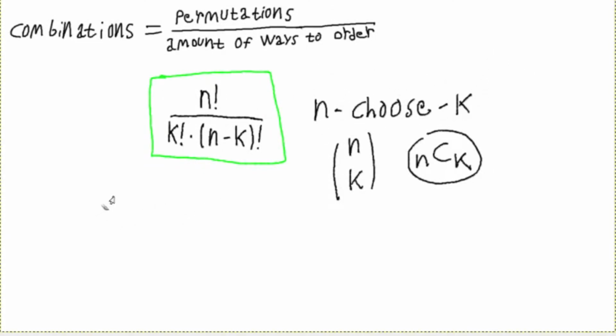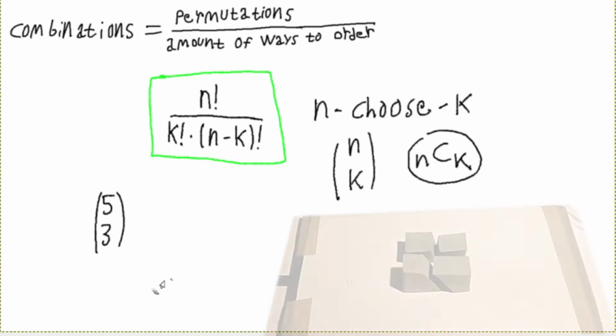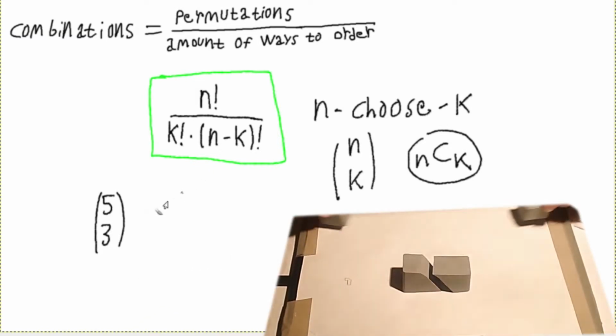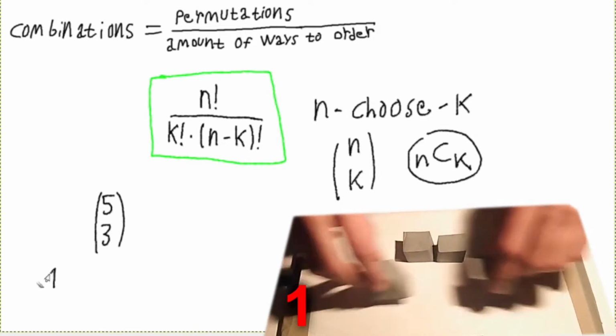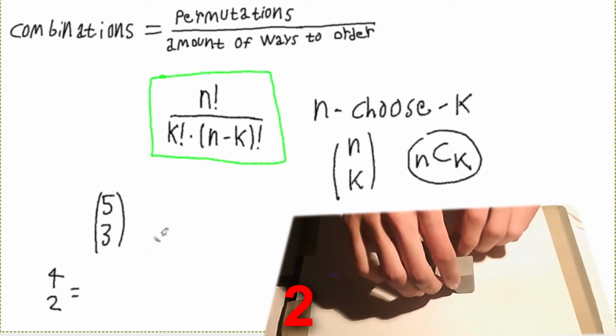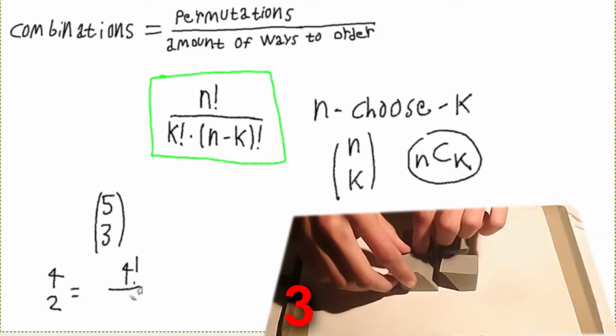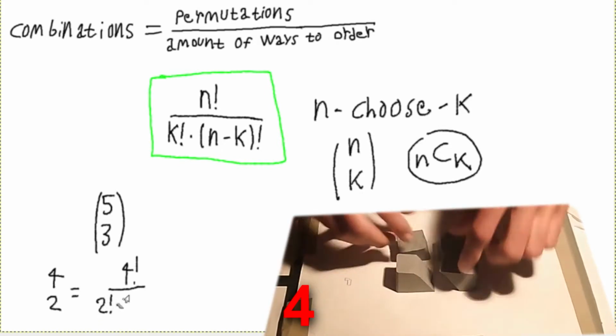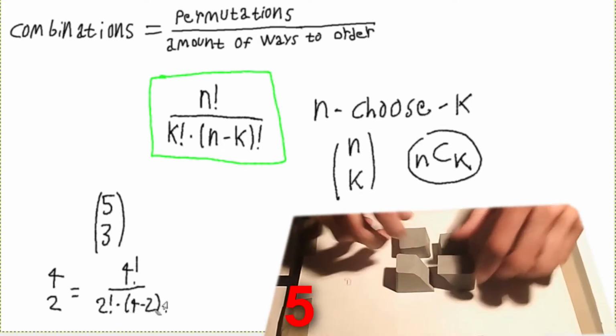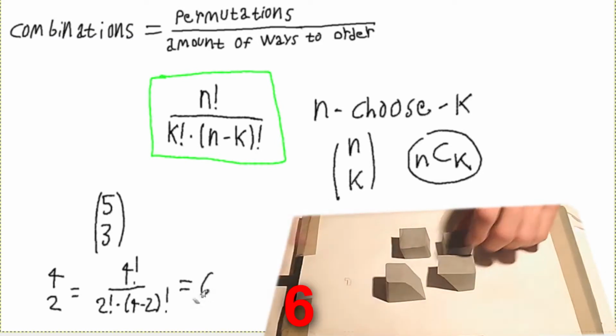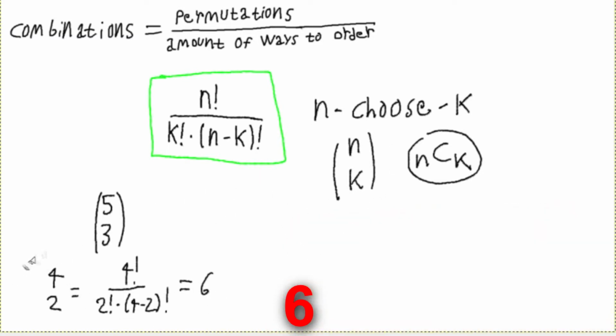If I had 5 choose 3, then I have 5 items. How many ways can I pick 3 of those items? Let's say I have these 4 boxes here, and I want to find out how many ways can I pick 2 of them. Well, that's going to be 4 choose 2, which is, of course, equal to 4 factorial over 2 factorial times 4 minus 2 factorial, which is equal to 6. And as you can see, there are indeed 6 ways you can pick out these boxes.